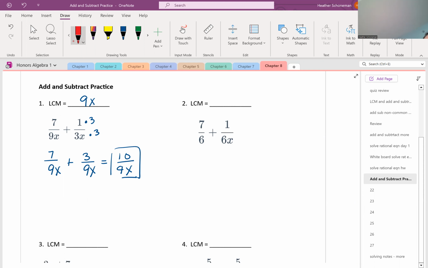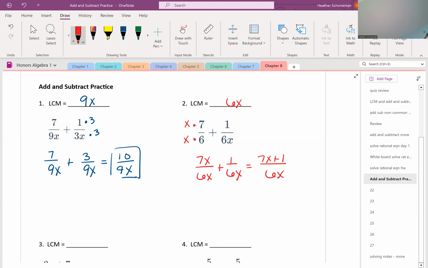The least common multiple between 6 and 6x would be 6x. This first fraction, the denominator matches, so I'm not going to change it. But the second one doesn't, it's missing an x, so I'm multiplying top and bottom by the x. So on top, I get 7x. On the bottom, we get 6x. Plus, over here, this one doesn't need to change. Now I can add them together. My denominator stays the same, and I just add my numerators.